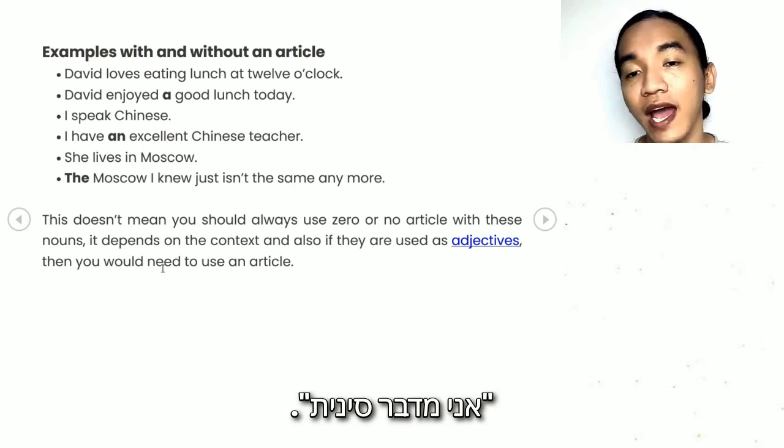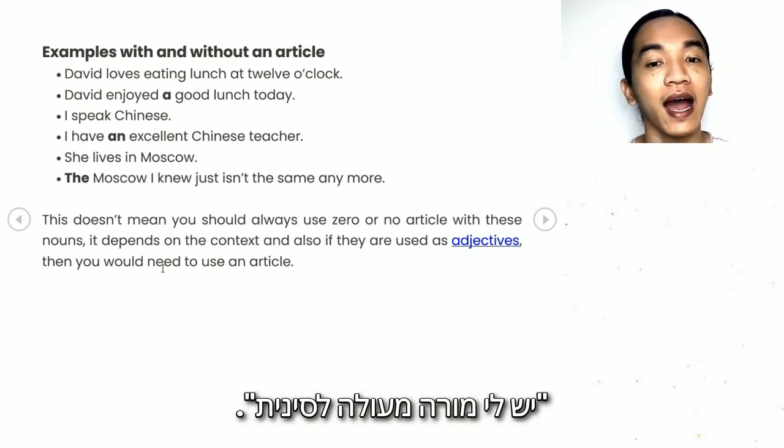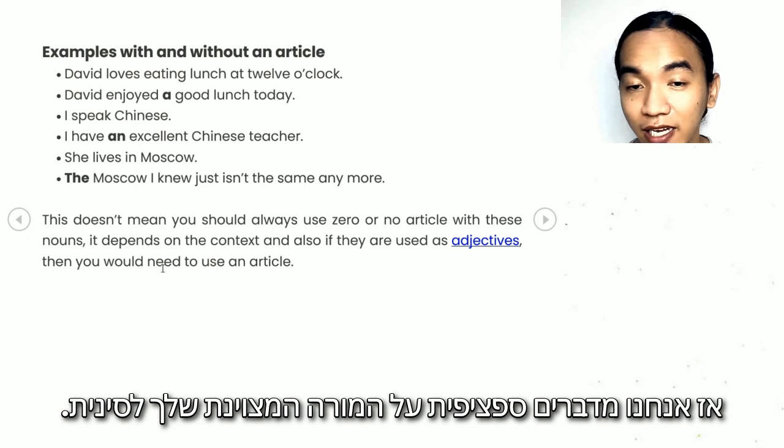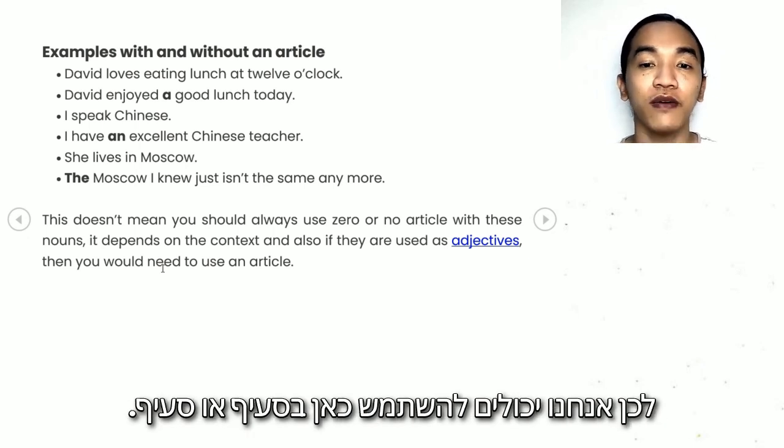I speak Chinese. In this case, it's generalization of the skill. You speak Chinese. Okay, next one. I have an excellent Chinese teacher. So we are particularly talking about your excellent Chinese teacher. Therefore, we can use an article here.